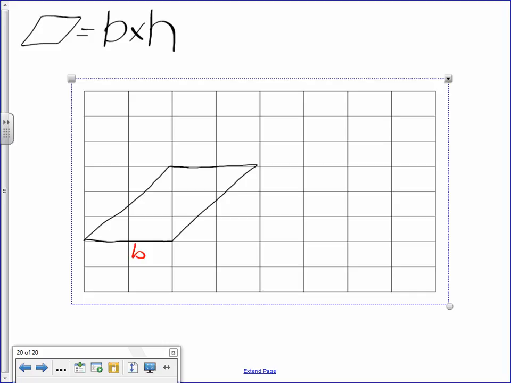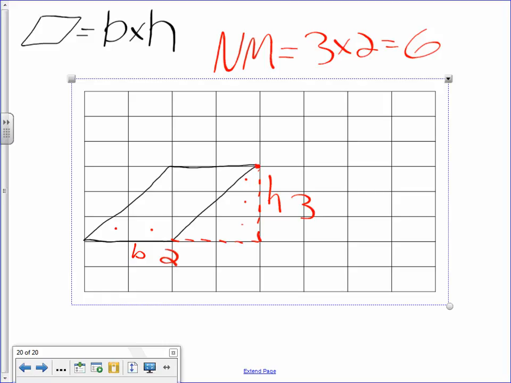Here's my base. This point I picked, so we're going to go across to it. Here's my height. Okay, my height is 1, 2, 3. My base is 1, 2. My number model for this one is base times height, so 3 times 2 equals 6. Since it's a parallelogram, since it has 4 sides, 1, 2, 3, 4 sides, you don't have to do anything to it. All you do is base times height. That's what they want for the number model, right here. Simple as that.